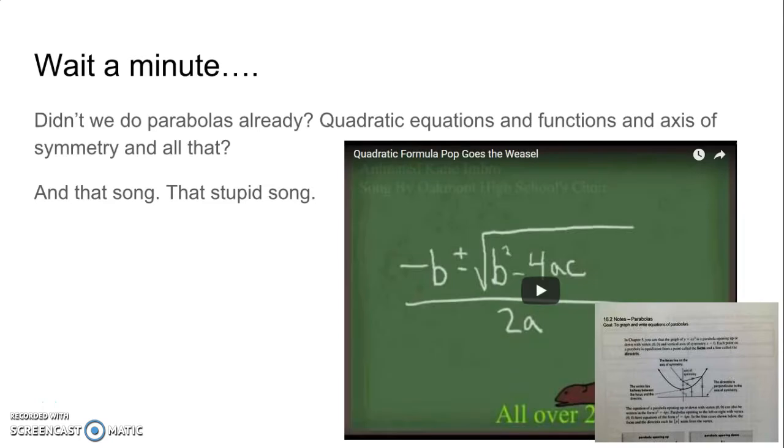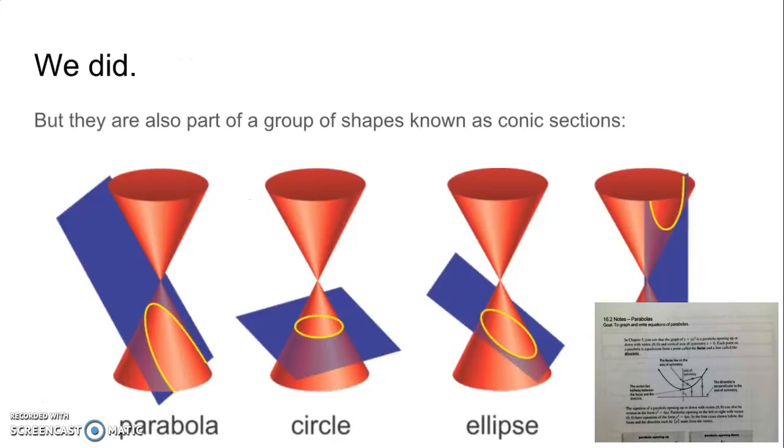And you might be feeling a little bit like, we've already learned about parabolas. It was way back in November, and we graphed them and found x-intercepts and so forth. We did quadratic equations and the functions and axis of symmetry and everything. We learned that ridiculous song. Why do we need to look back at parabolas again?